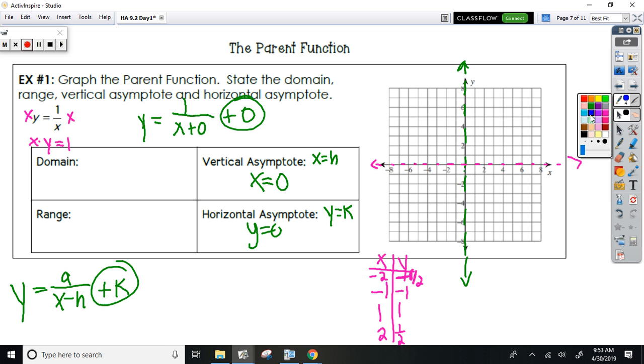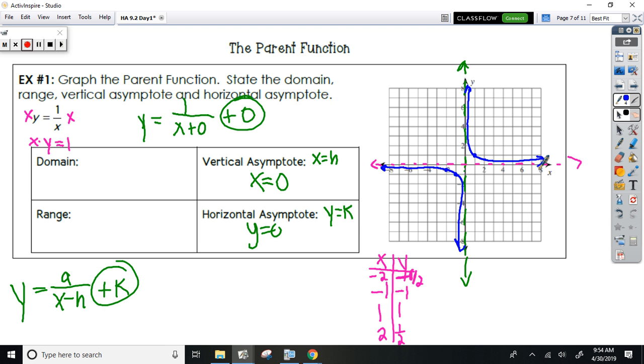So -2, -1/2, -1, -1, +1, +1, +2.5. And then you again need to know that you're not connecting all 4 dots together. They're going to have 2 branches to them. And you just have to estimate. Almost all of the rational functions and reciprocal functions are going to look like this. So there's not a lot of points that you actually can plot.